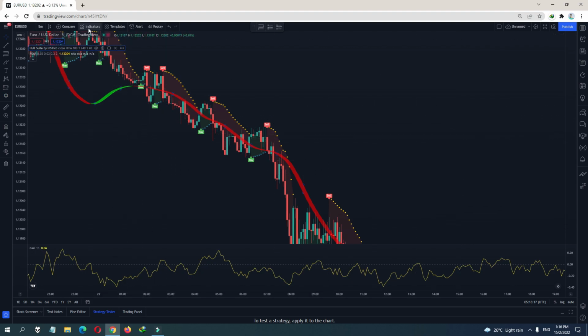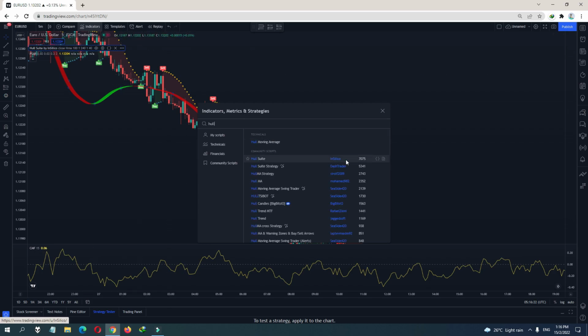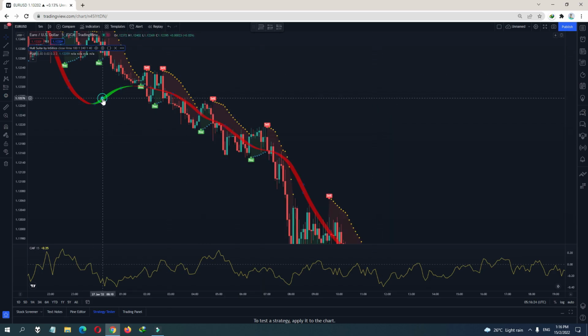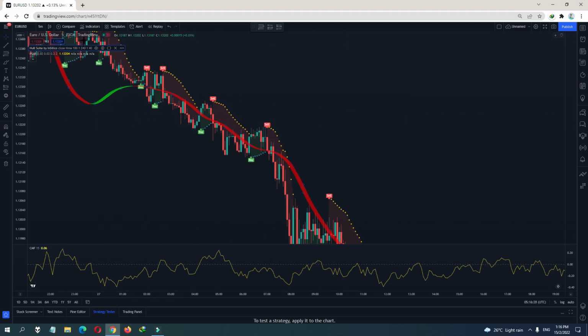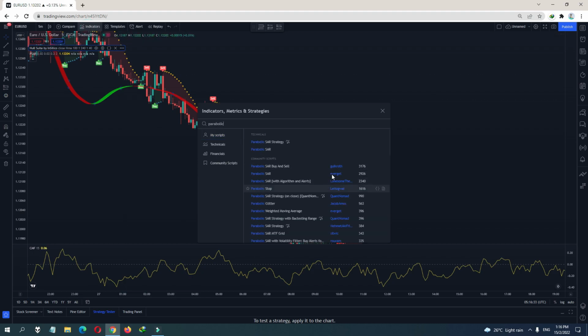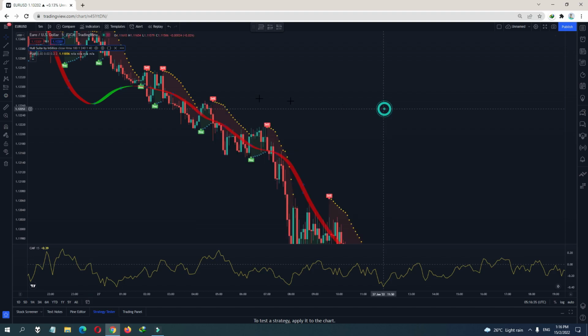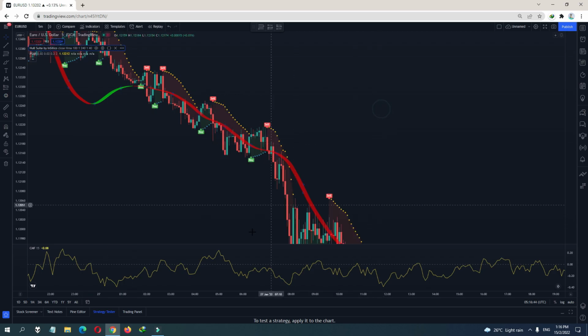First you need the Hull Suite indicator by Insilico. The setting is 100. Then you need the Parabolic SAR by Everget. The setting is default. I don't change anything. And then you need the Chaikin money flow. The setting is 15. Change the color of it.